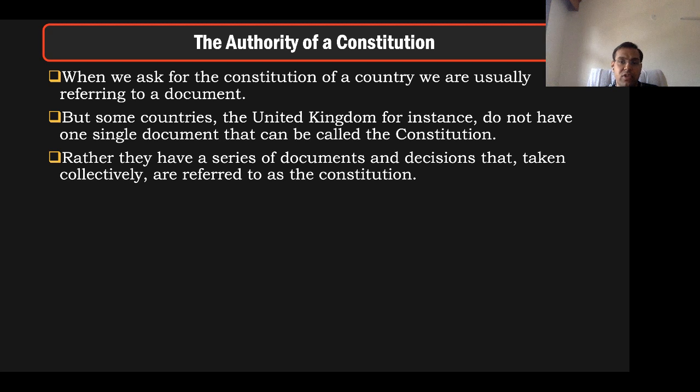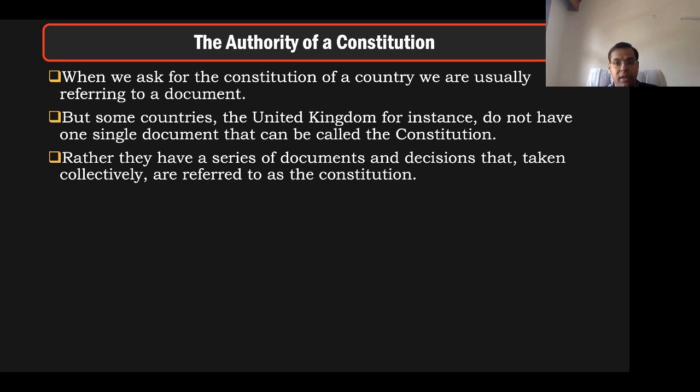Rather, they have a series of documents and decisions that, taken collectively... So all the documents which have already been written, obviously they would have over 100 laws. So all the laws which have been written, provisions of those laws would form a part of the constitution. All the decisions that their apex court, federal court takes, whatever is extremely important and should be continued, should also be a part of this. So documents and decisions taken collectively are referred to as the constitution.